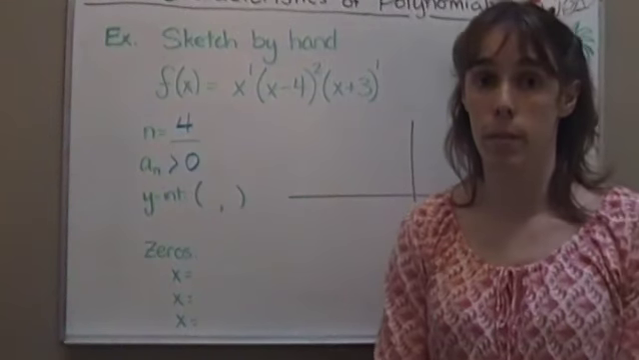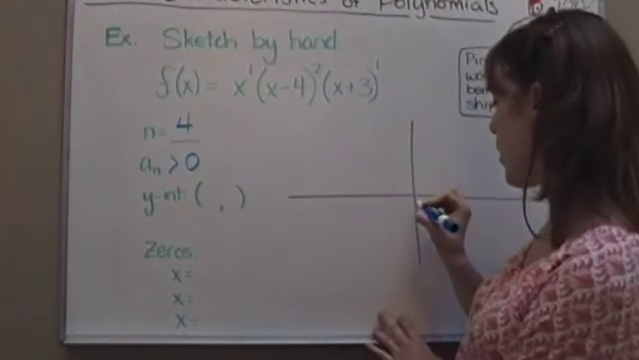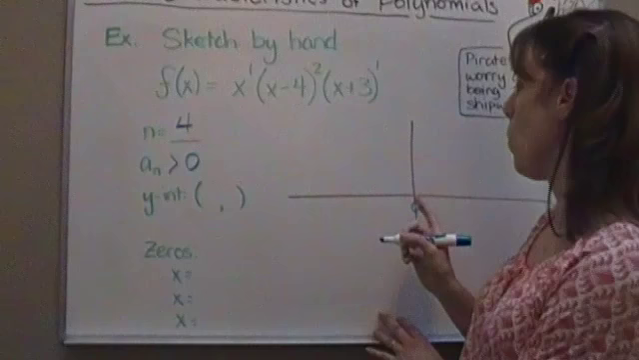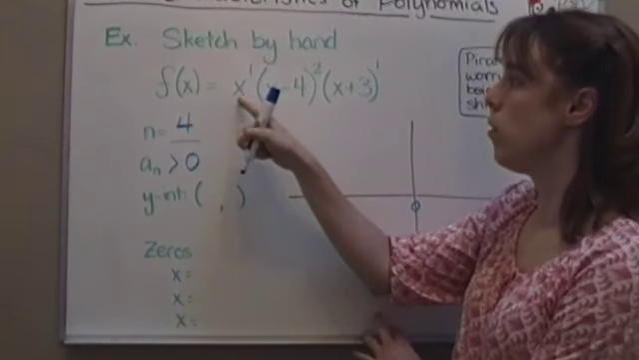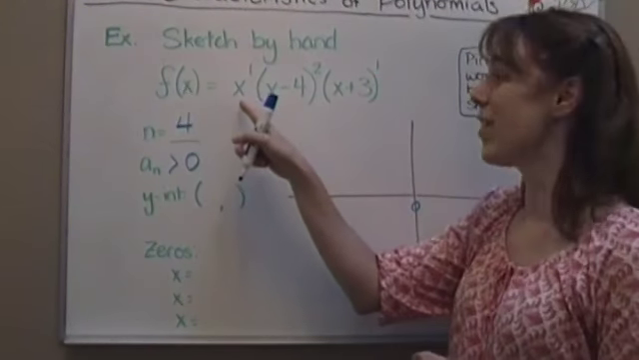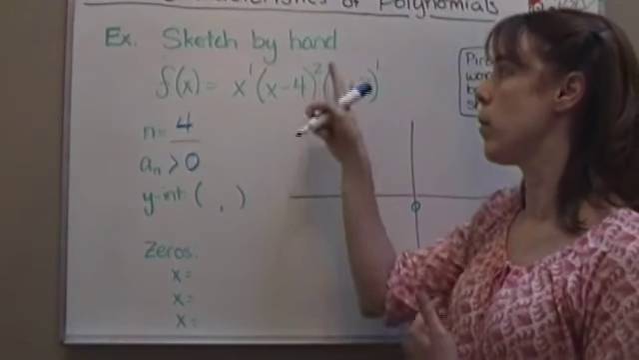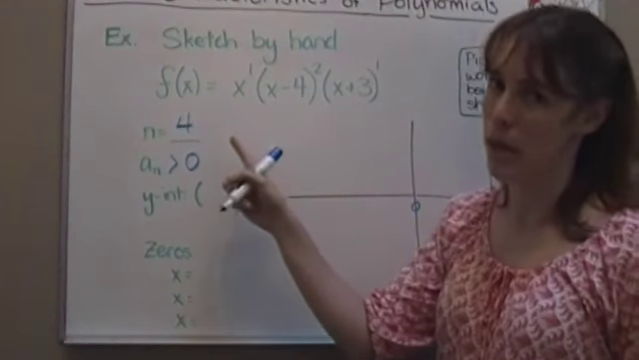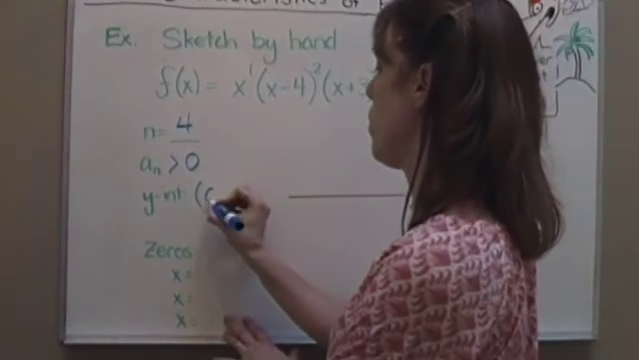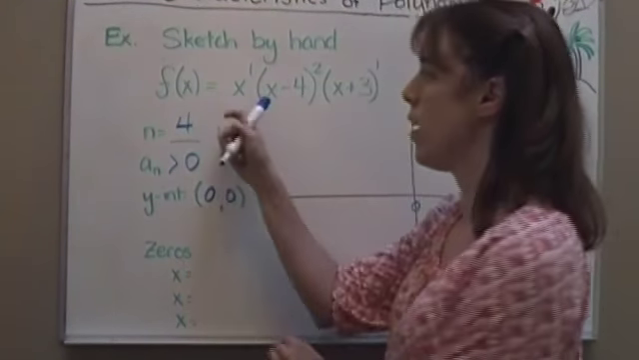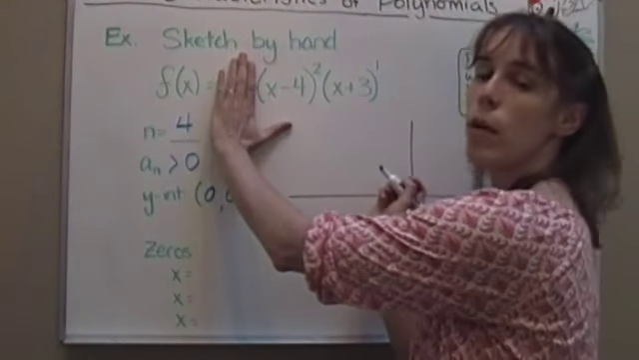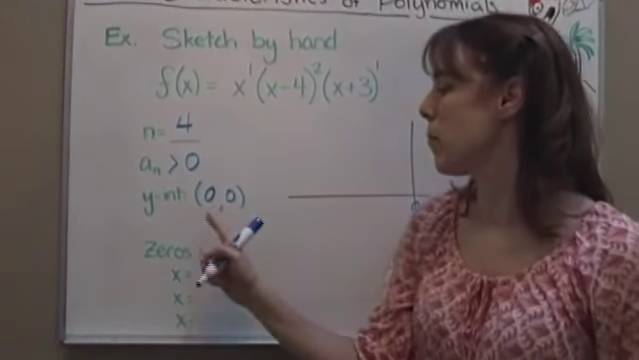My y-intercept, if I plug in x equals 0, what do I get for my y value? Oh, well, that one's nice. 0, right? 0 times 0 minus 4, negative 4 squared times 0 plus, I don't care, it's times 0. Okay. So this y-intercept is 0, 0. Without that term, you get more interesting ones, but for now.